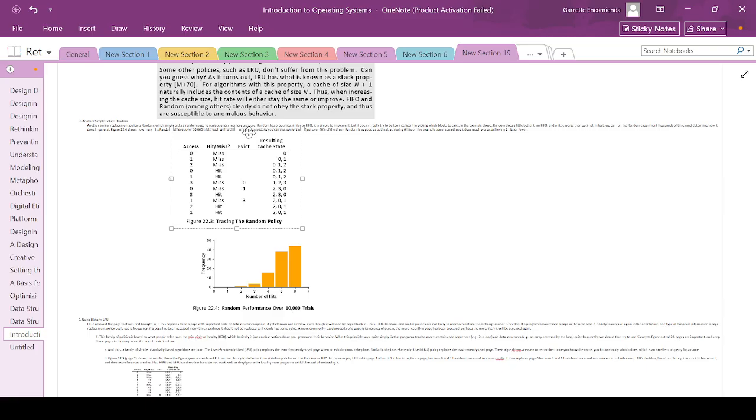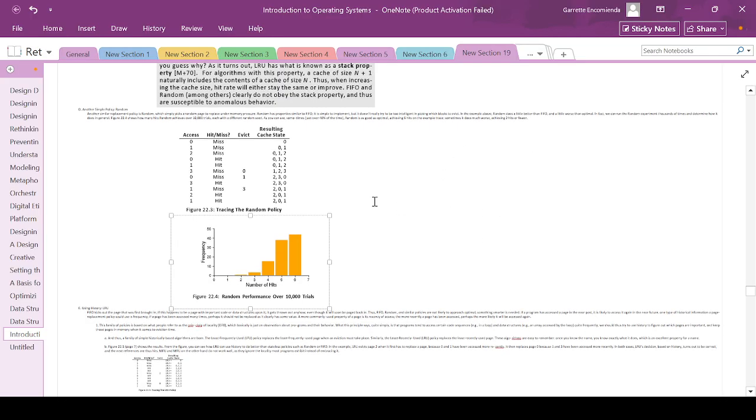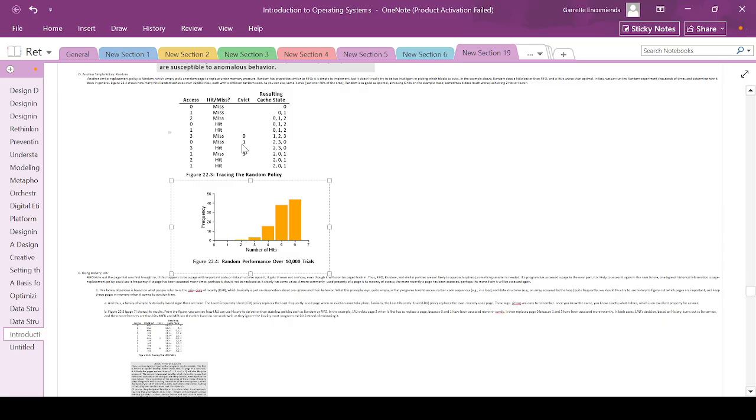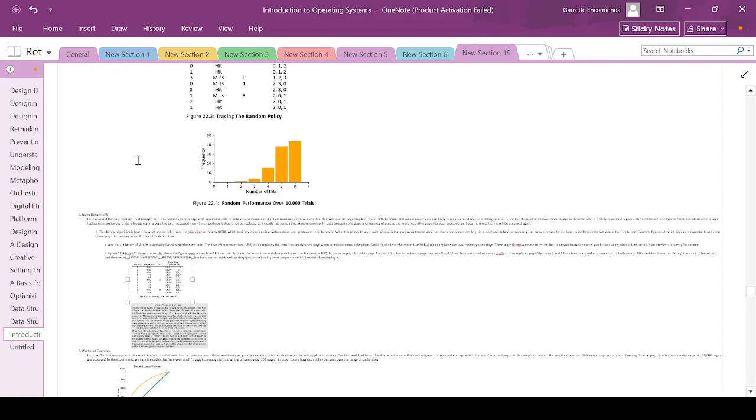Figure 22.4 shows how many hits random achieves over 10,000 trials, each with a different random seed. As you can see, sometimes, just over 40% of the time, random is as good as optimal, achieving 6 hits on the example trace. Sometimes it does much worse, achieving 2 hits or fewer. So, random performance over 10,000 trials: frequency and then number of hits.